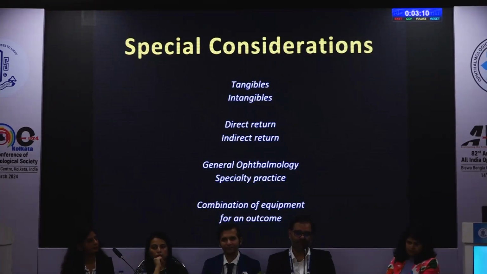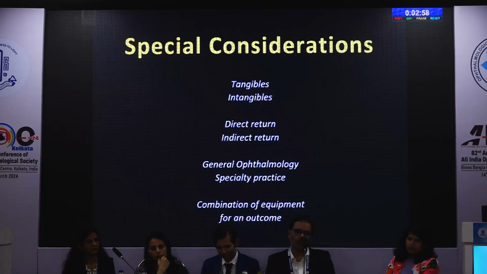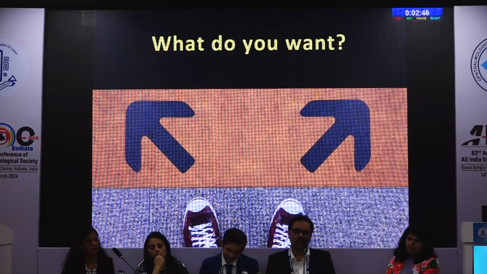Many of us may be in specialty practice where second hand equipment may not be easy to come by, and then you would require a combination of equipment for a particular outcome. Let's say you require a microscope and a BIOM to perform VR surgeries. Are you sure that you can go for second hand equipment and make them compatible with each other? So what exactly do you want? Every young entrepreneur has to take this decision. Does he want fresh new ones, or would he go for second hand or pre-used ones?